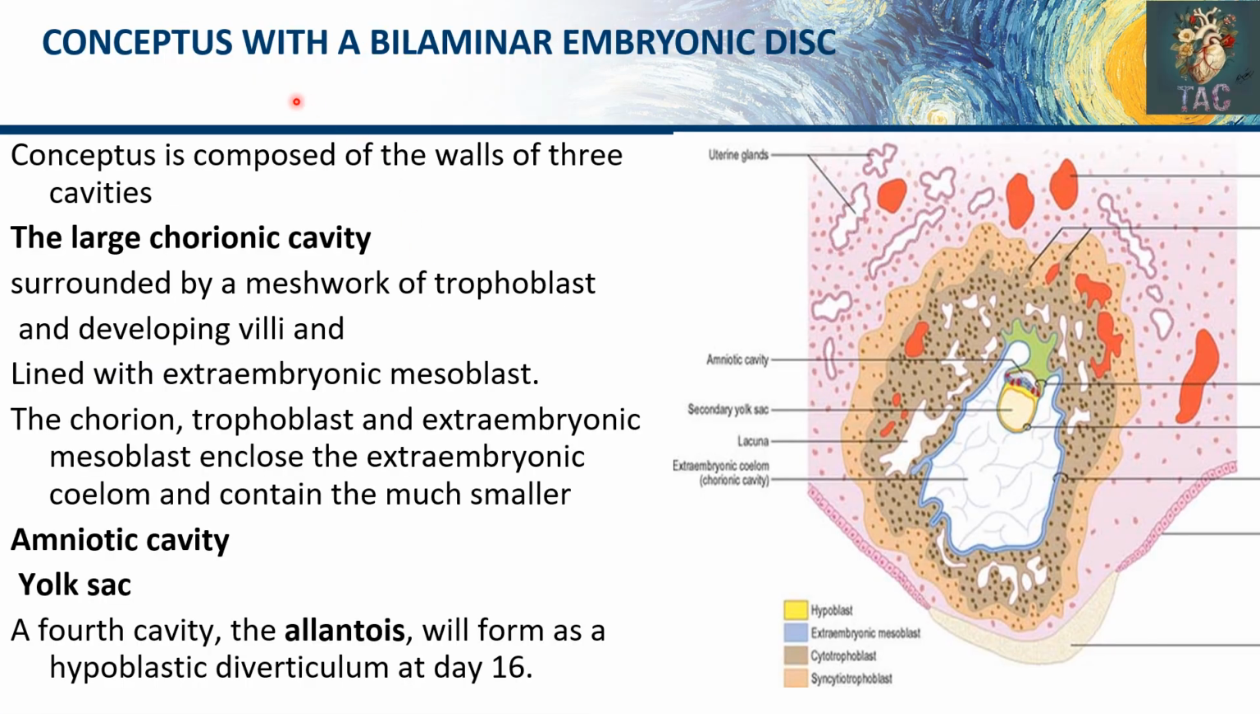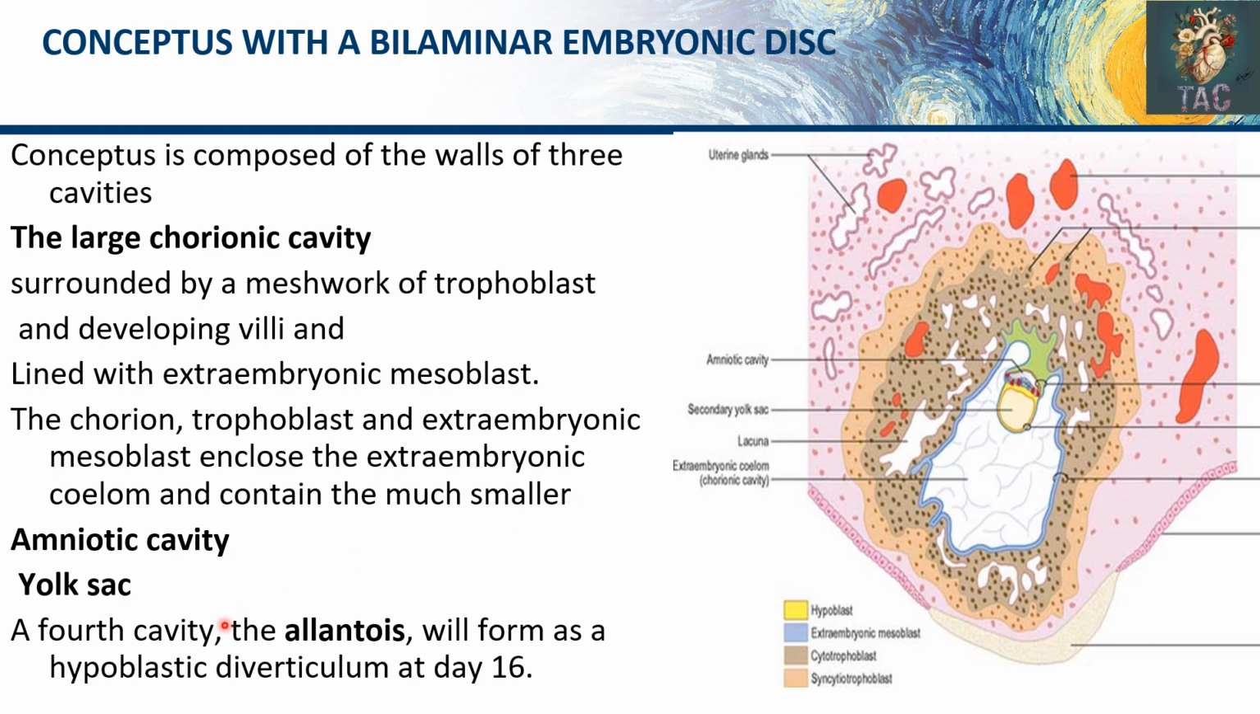First, have a look at this diagram, which is a little bit of revision: the conceptus with the bilaminar embryonic disc. In this diagram you can see three main cavities. One is this large cavity called the chorionic cavity, surrounded by the extraembryonic mesoblast cells, then the cytotrophoblast and syncytiotrophoblast. This cavity surrounds the two small cavities inside the embryonic disc. These are the amniotic cavity and the definitive yolk sac.